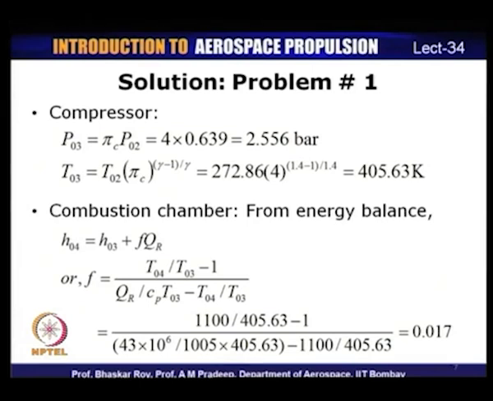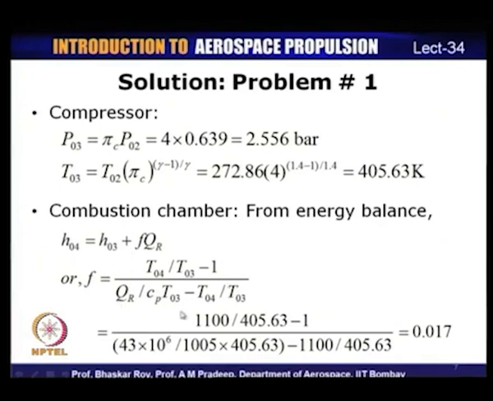So, all we have to do is to carry out an energy balance. Combustion chamber exit enthalpy H04 is equal to H03, which is entry enthalpy, plus F times QR, where F is the fuel to air ratio, QR is the heat of reaction of the fuel, and therefore, if we simplify this from assuming air to be ideal gas, we get Cp into T04 is Cp into T03 plus F into QR. If we simplify that, we get F equals T04 by T03 minus 1 divided by QR by Cp T03 minus T04 by T03.